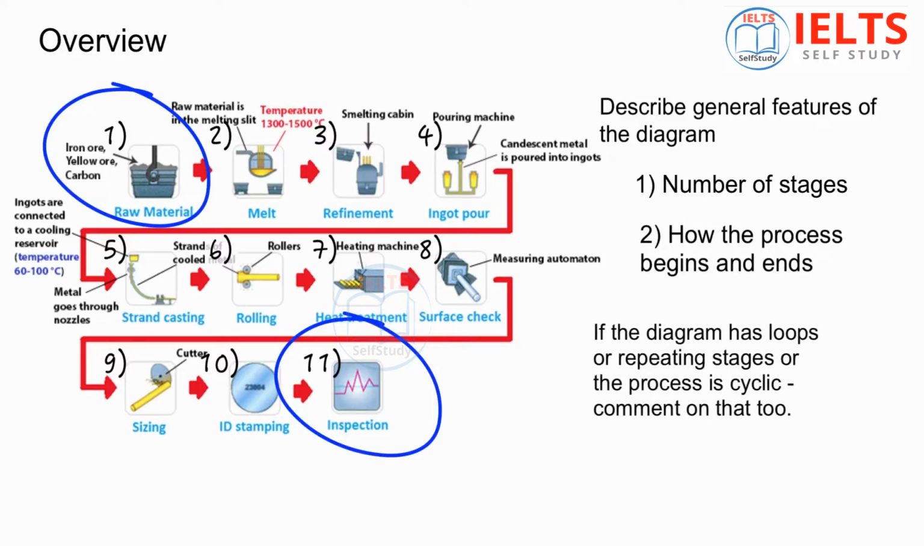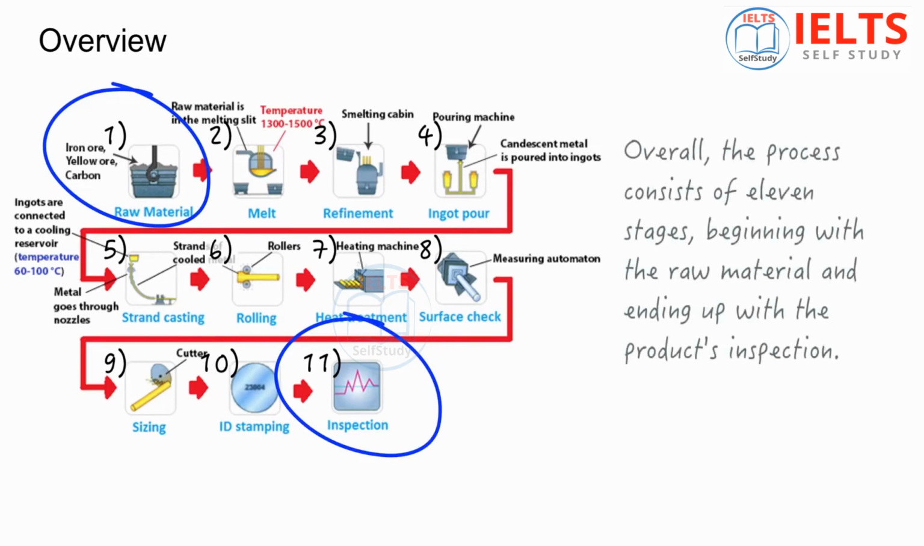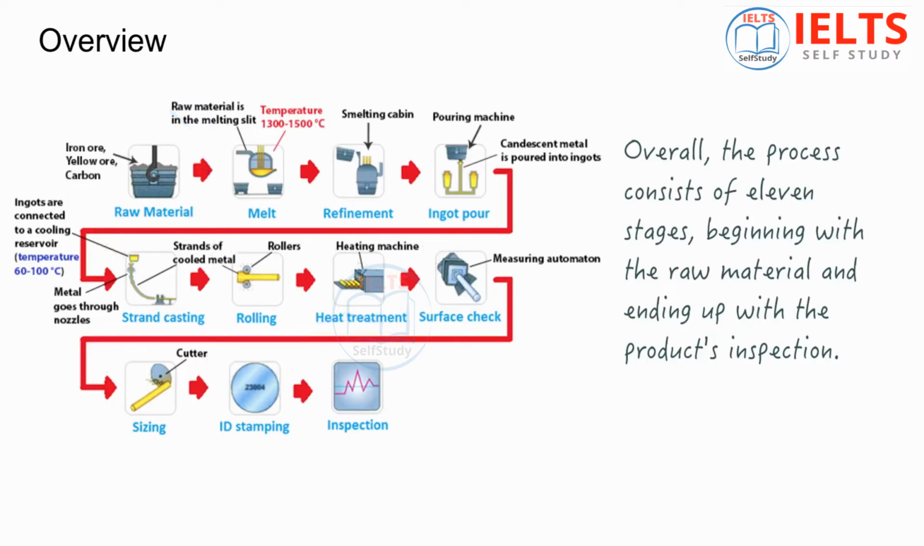If the diagram has loops or repeated stages, or the process is cyclic, you may also want to comment on that. In our case, the general overview looks like this. Overall, the process consists of 11 stages, beginning with the raw material and ending up with the product's inspection. As you see, the diagram's overview is quite short, only one sentence, and your overview should not be long either. One or two sentences is ideal.